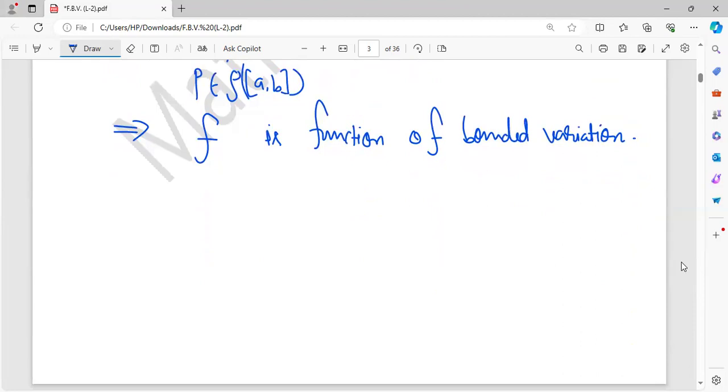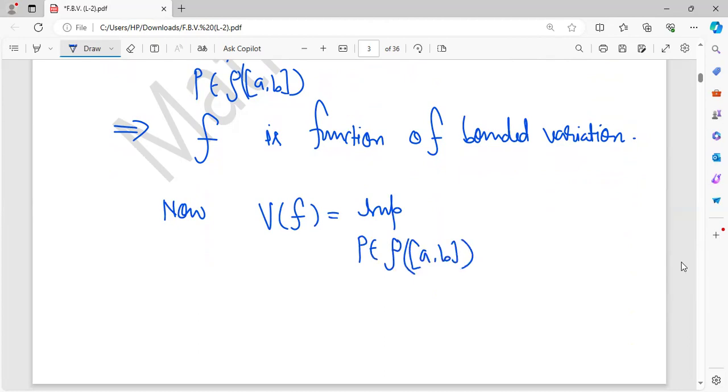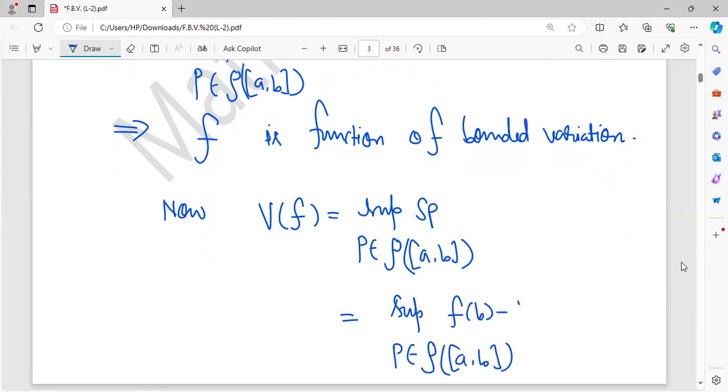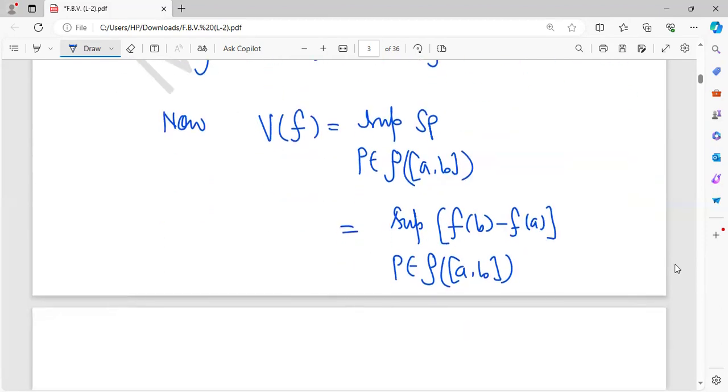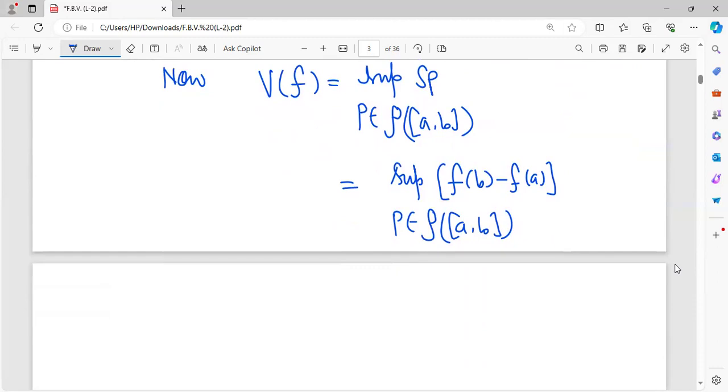Now what is the total variation? V_f is the supremum over P belonging to the partitions of [a, b] of S_P. But S_P is nothing but f(b) minus f(a). So this is fixed, so the supremum will be this, because this is a fixed quantity. You take any partition. So what is this?